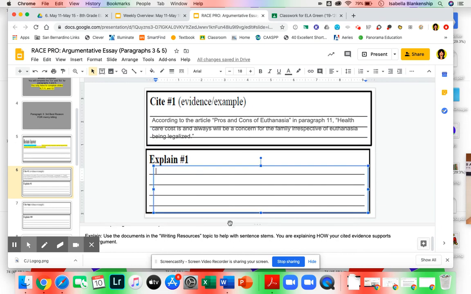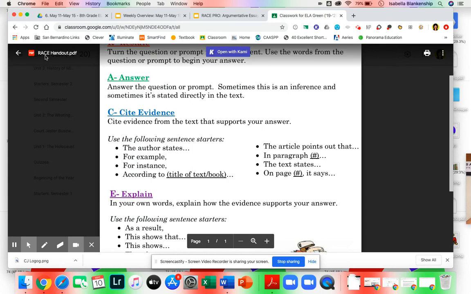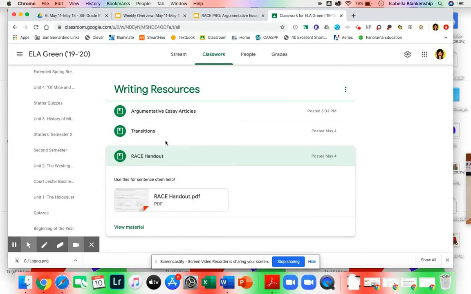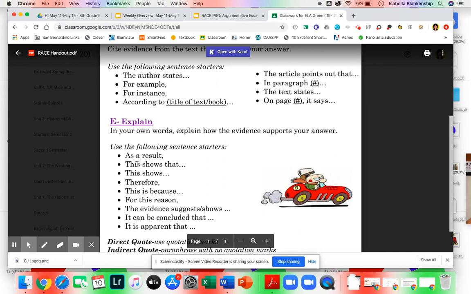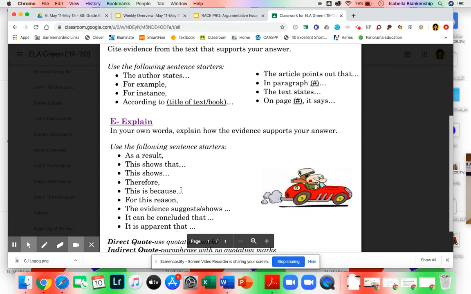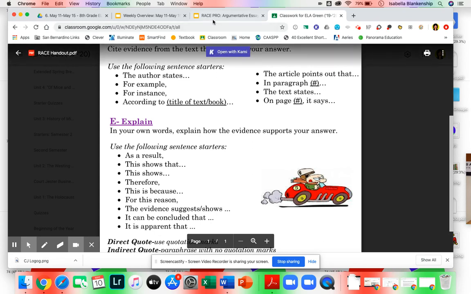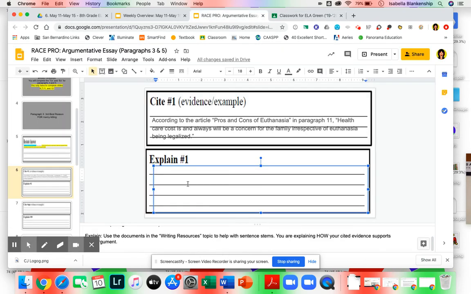We're going to start with the sentence stem, also underneath our writing resources. It's also in that RACE handout. As a result, this shows that, this shows, therefore, this is because, for this reason, it can be concluded that, it is apparent that, the evidence suggests, shows. Let's go ahead and use the evidence suggests or shows.